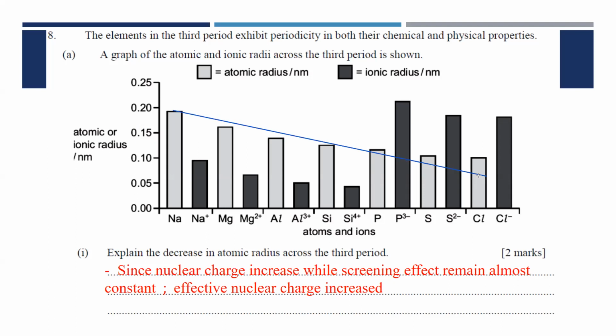Okay, so why does the atomic radius decrease? Nuclear charge increases as proton number increases, while screening effect remains almost constant as the number of shells occupied is the same. Therefore, effective nuclear charge increases. So if effective nuclear charge increases, that is why the atomic radius decreases. Okay, so that is for 8A1.